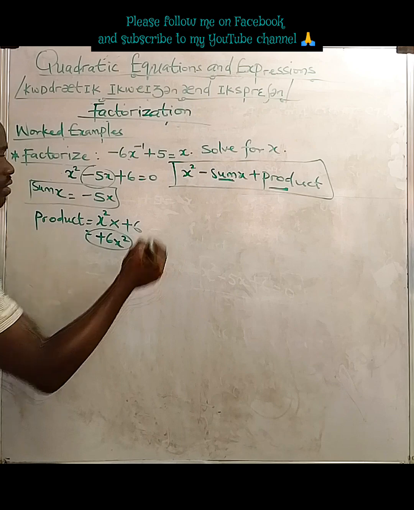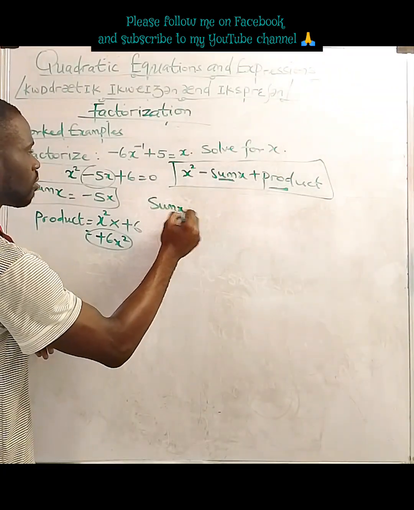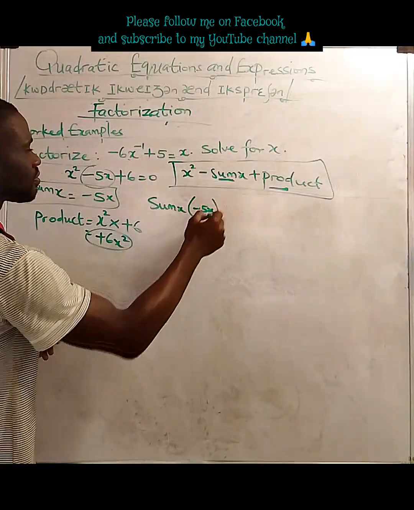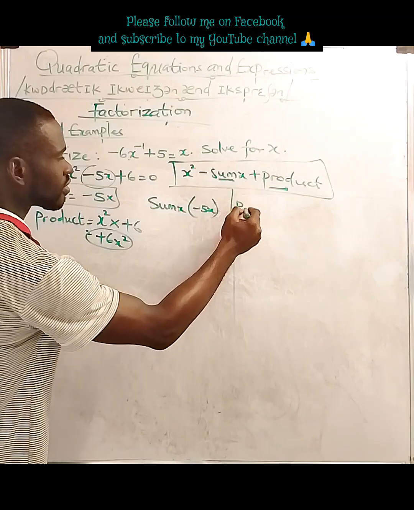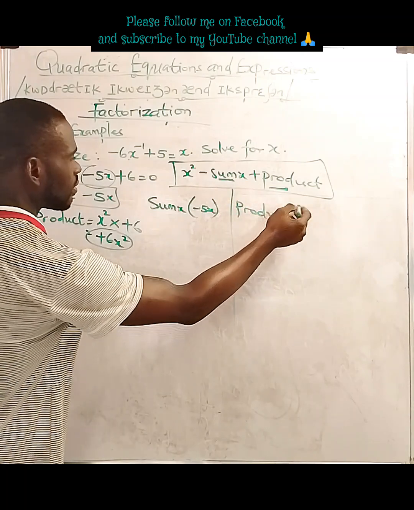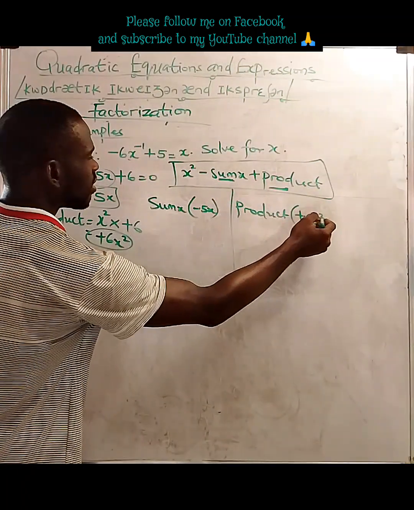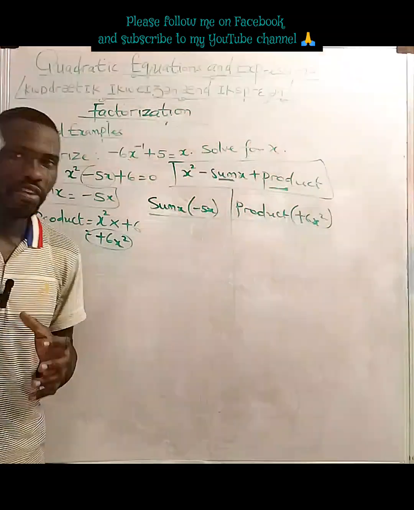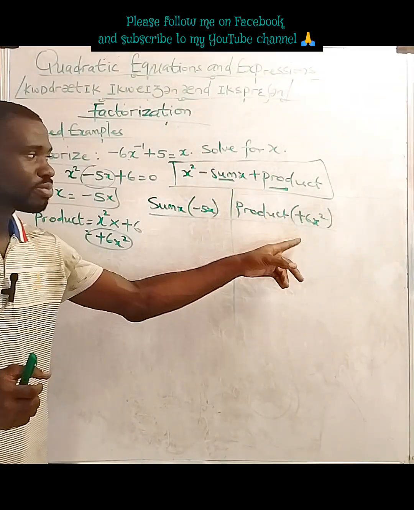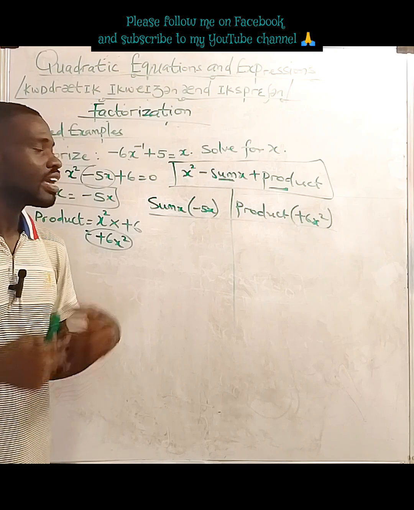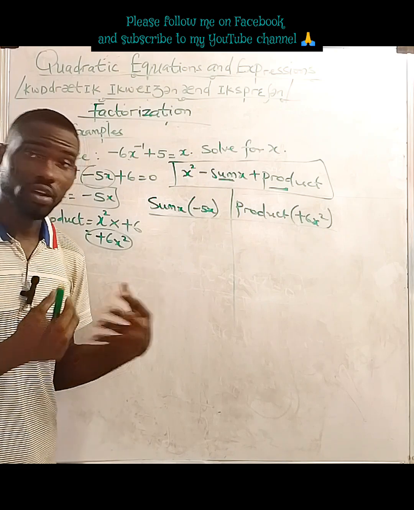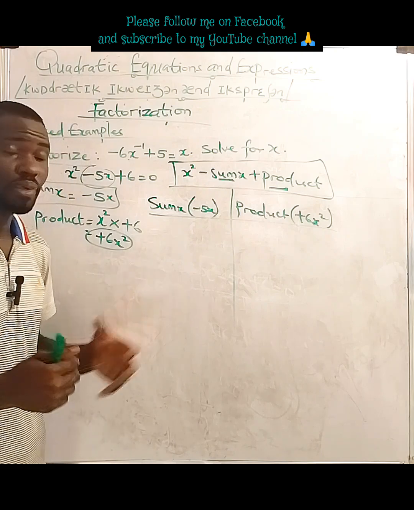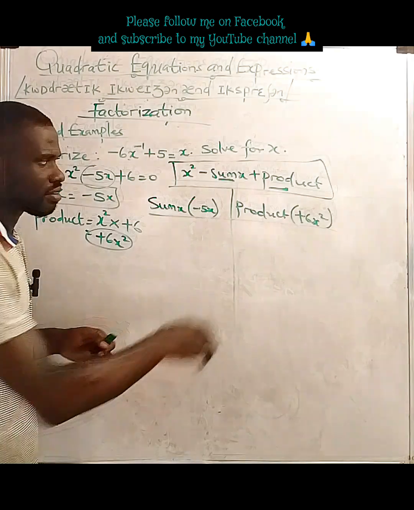So let's draw a table. We're going to be using a table. Sum x is minus 5x, then the product is plus 6x squared. That's what we have. Now there's something I want to note, which is this: the product plays a very big role in us getting the roots of the quadratic equation. The product has a lot of power. Now the product is positive.